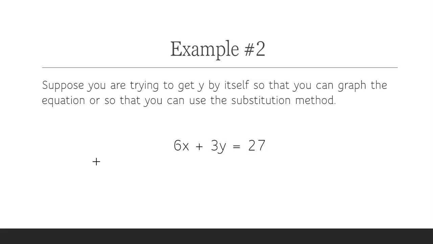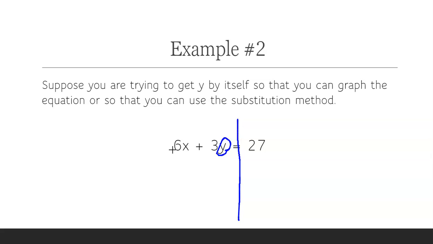Suppose you are trying to get y by itself so that you can graph the equation or so that you can use the substitution method. Both of those are reasons that you might move things around in an equation like this to have y or x by itself, typically y. So here's our y right here, and that's the thing we want to get by itself. So we can draw a wall. We can see over here there's a 3 right next to the y, and then we also have a 6x over here.